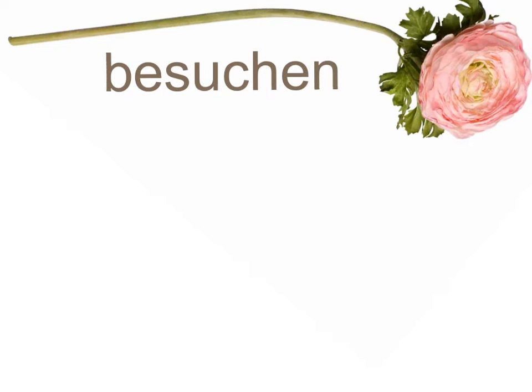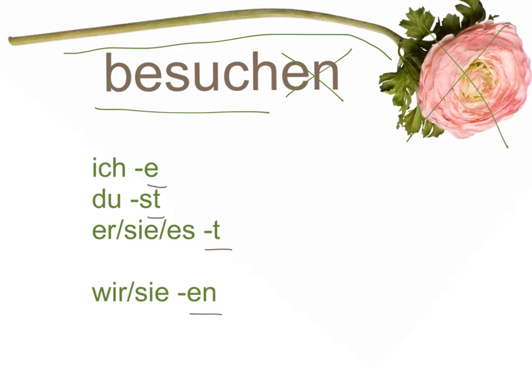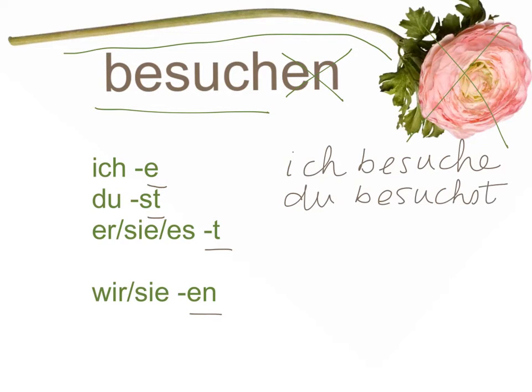Let's have a look at another verb. So, remember, we've got to get this down to its stem to begin with. So, we remove the en, and we are left with the stem. Now, remember the endings, ich, I, du, st, er, sie, es, t, wir, and sie, en. I can now say very easily, I visit, ich besuche, you visit, du besuchst, he or she or it visits, er besucht, and they visit, sie besuchen.